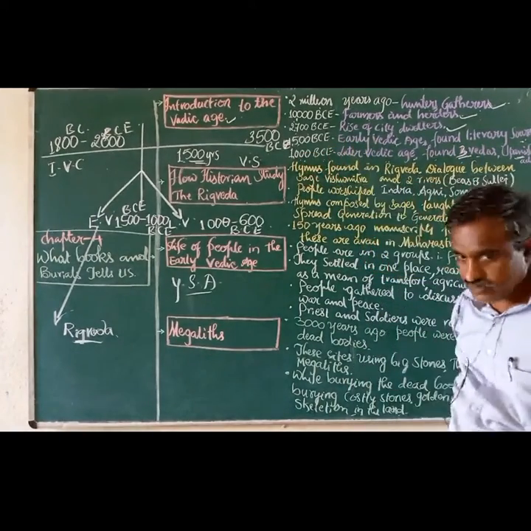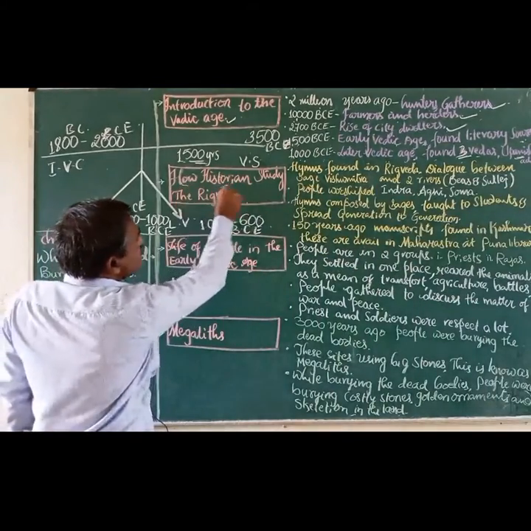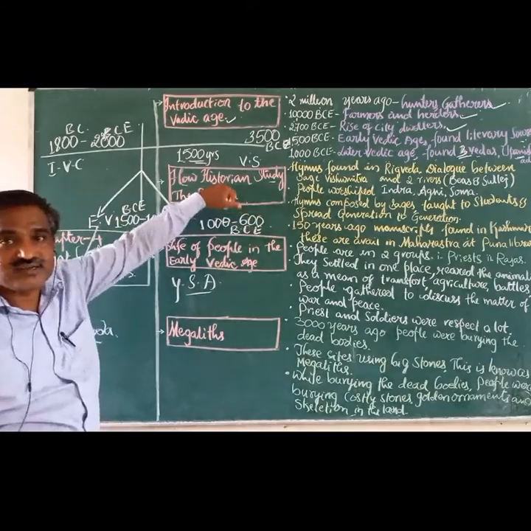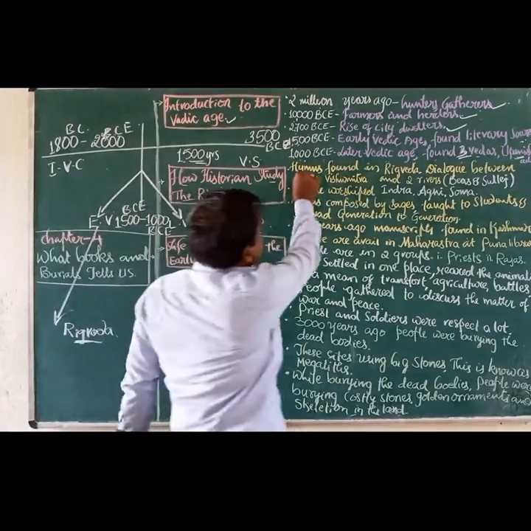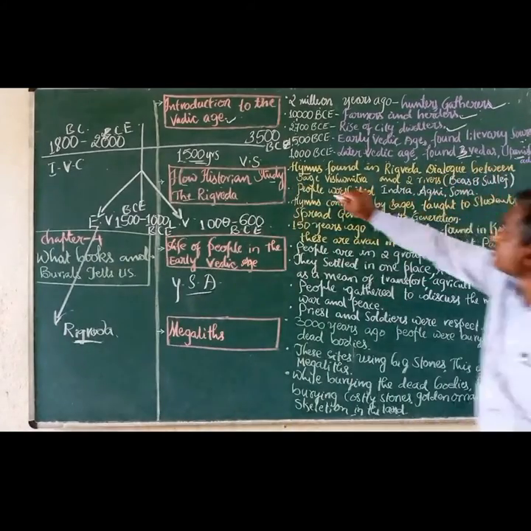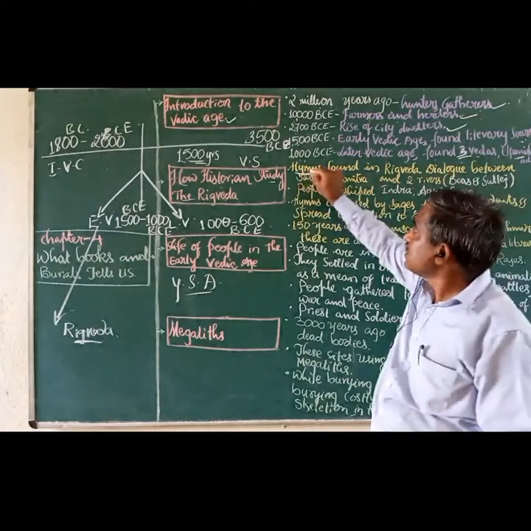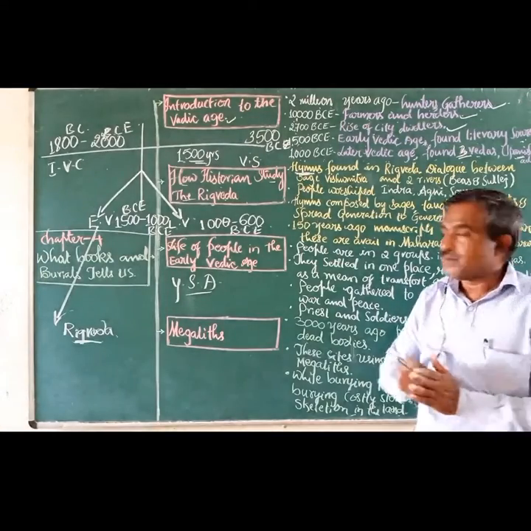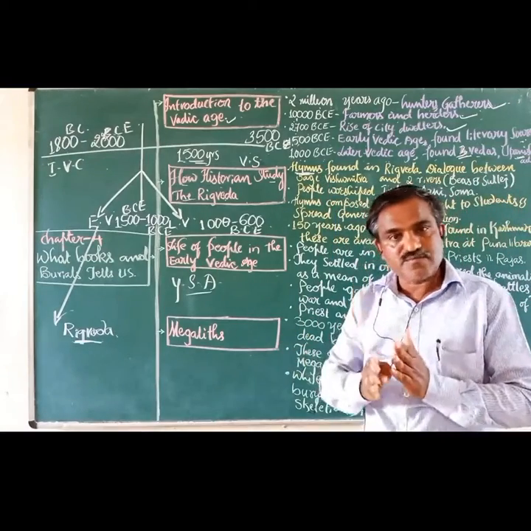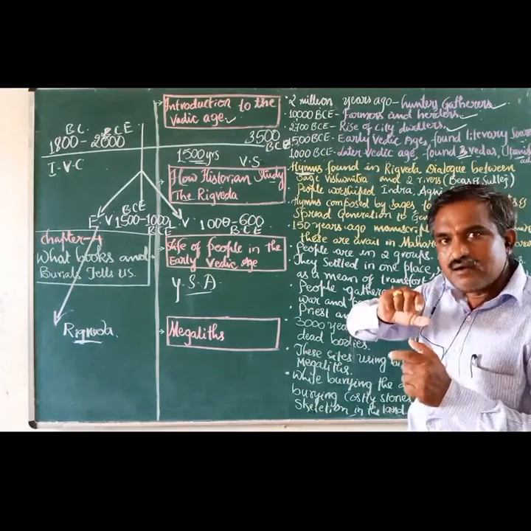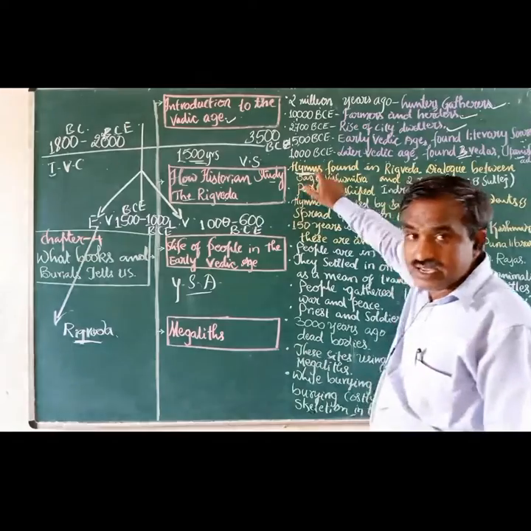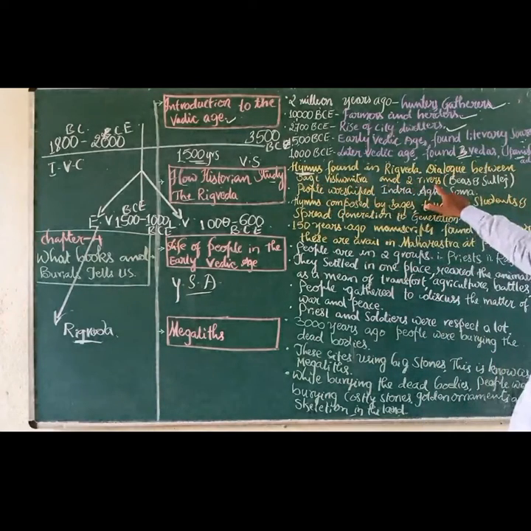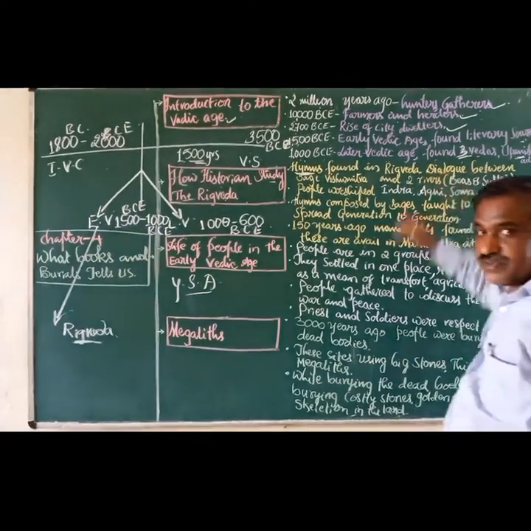Next, how did the historians study the Rig Veda? How do they know? Here, hymns were found in the Rig Veda, a dialogue between the sage Vishwamitra and two rivers. The word hymn means a literary form composed in the form of a prayer, composed by the priests, like a song with musical instruments. These hymns record the dialogue between the sage Vishwamitra and the two rivers, Beas and Sutlej.